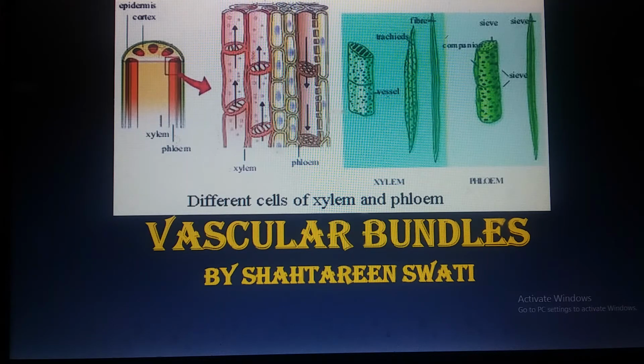Vascular bundles are also known as compound tissues. Why are they called compound tissues? You will see in this lecture. These vascular bundles are composed of different types of cells, so that's why they are known as compound tissues. And vascular means they are transporting tissues, they transport the food and water throughout the plant body. That's why they are known as vascular bundles.